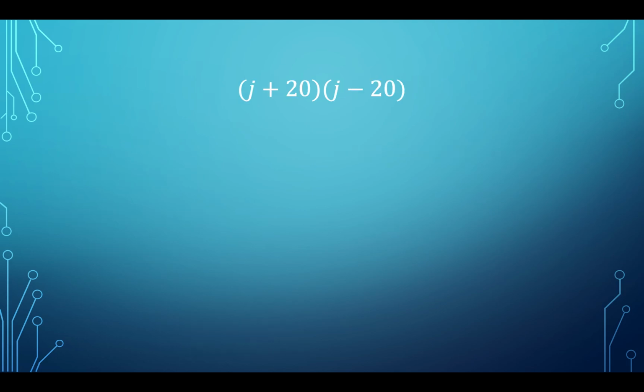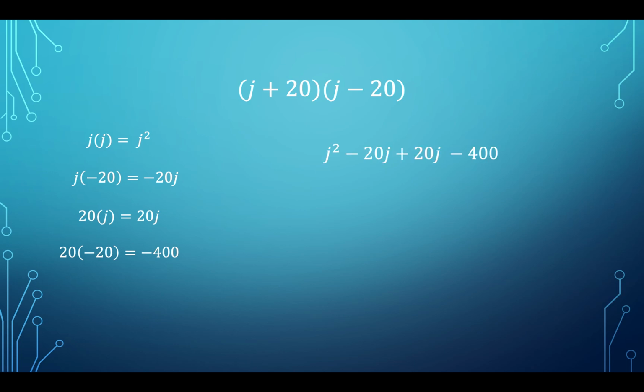Now we have this one, j plus 20 times j minus 20. J times j gives us j squared. J times negative 20 gives us negative 20j. 20 times j gives us 20j. And 20 times negative 20 gives us negative 400.